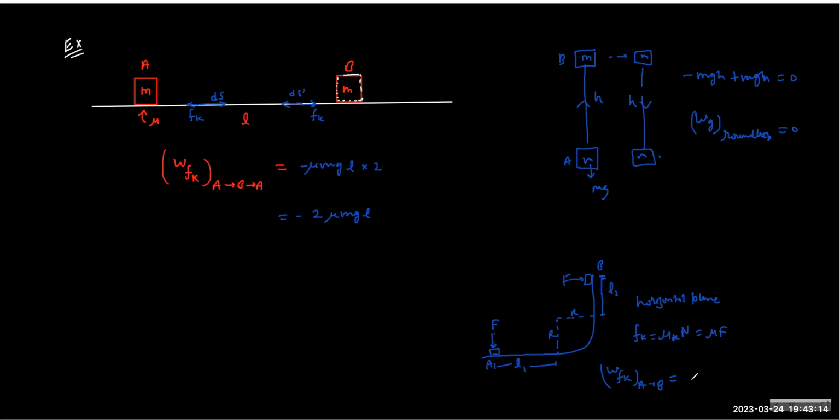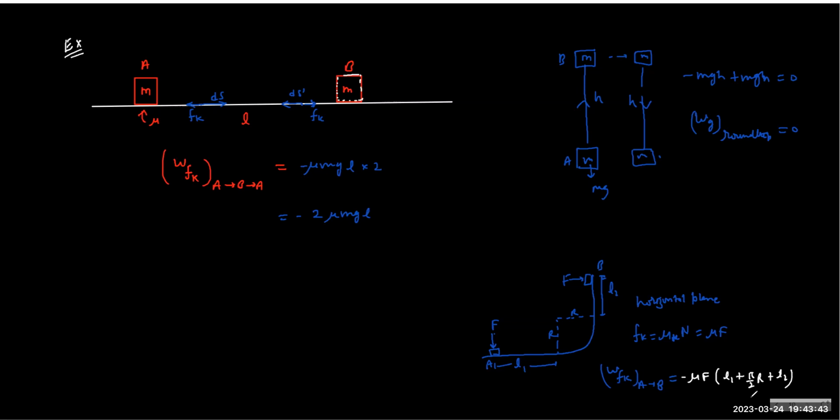Minus mu F into L1 plus pi R by 2 plus L2. Right. So you can see it's pretty easy. If you know that a force is a constant conventional force, I just need to write the force and multiply with the length of the path, whatever it is, and we are done. Okay.